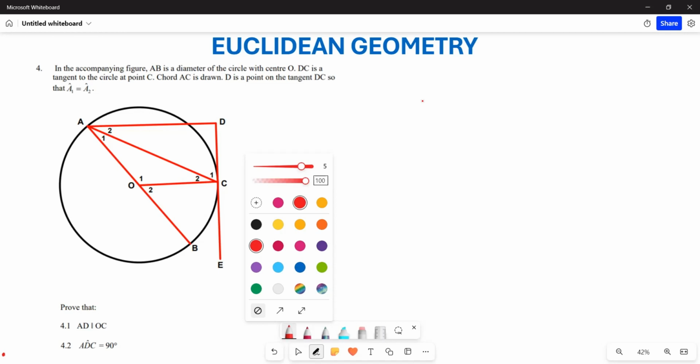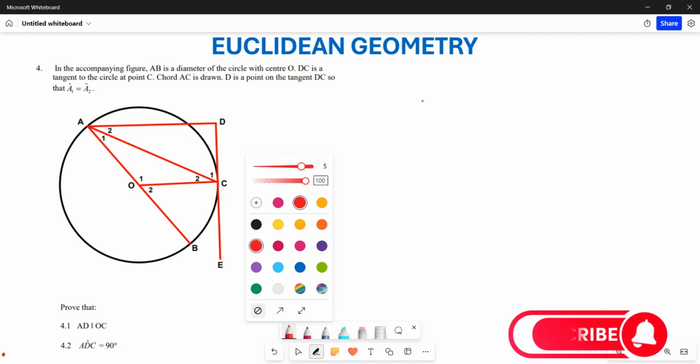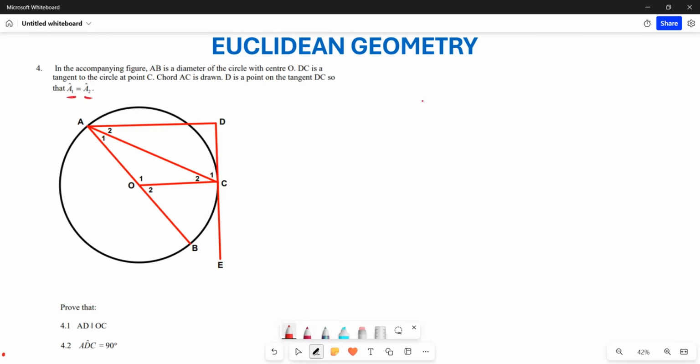In this particular figure, you are given that AB is a diameter of the circle with centre O, and also DC is a tangent, right? Chord AC is drawn also, and D is a point on the tangent DC, so that angle A1 is equal to A2. So they are telling us that this particular angle is equal to this particular angle, right?